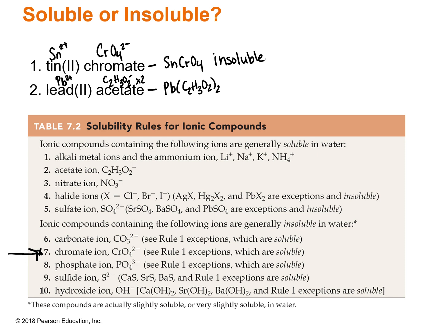The first thing you got to do is find the rule that talks about acetate. That's rule number 2. And we said that the first 5 rules talk about ionic compounds that are generally soluble. So for the acetate ion, things made with the acetate ion are generally soluble. So we're going to say that lead 2 acetate is soluble. Does that make more sense?